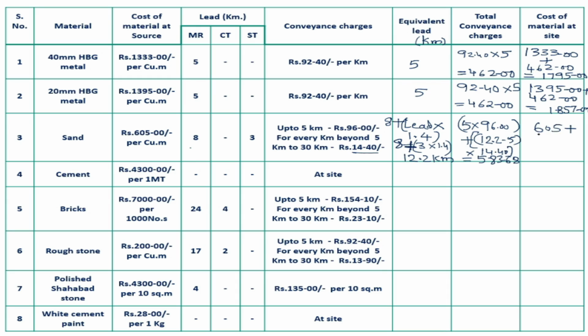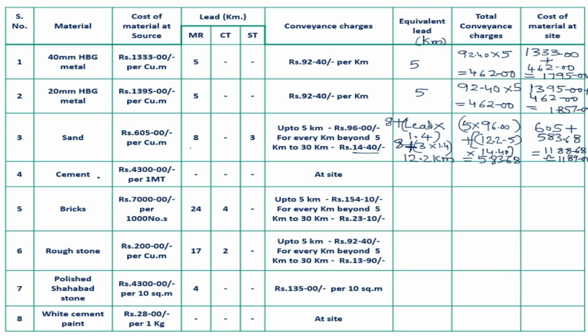Cost of material at site is equal to 605 plus 583.68. Total cost is equal to 1188.68 rupees. We can round it to 1189 rupees. Cost of the cement at site is 4,300 rupees per metric ton. So there is no equivalent lead and total conveyance charges, so it is 4,300 rupees per metric ton.